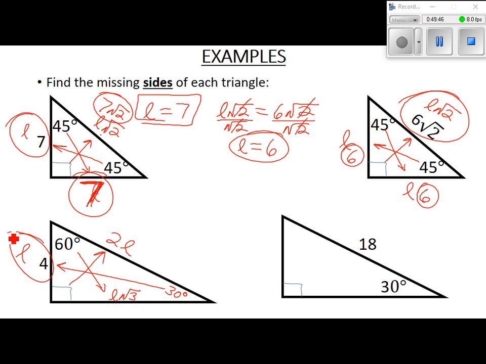This is the one they told us this time, so what's our equation? L equals 4. So anywhere we see L, what do we stick in? 4. So how long is this side? 4 times the square root of 3. That's one of our answers. This one we stick in 4. 2 times 4 is what? 8. Those are our two answers.